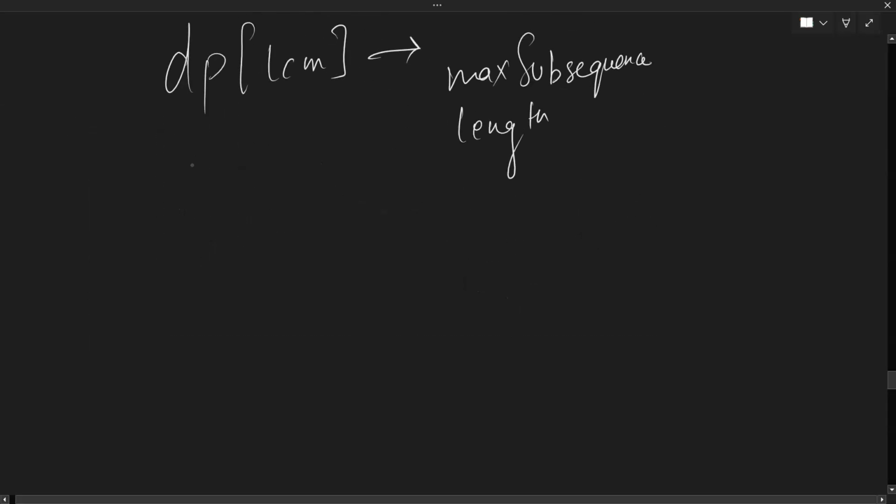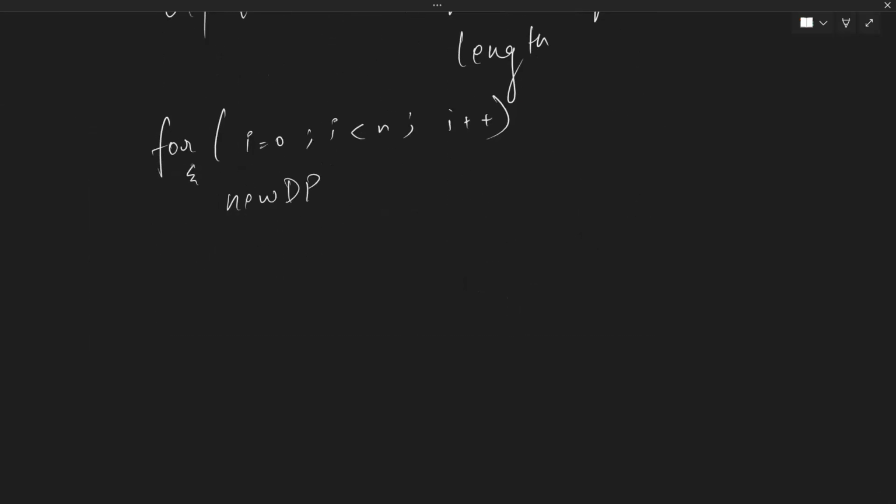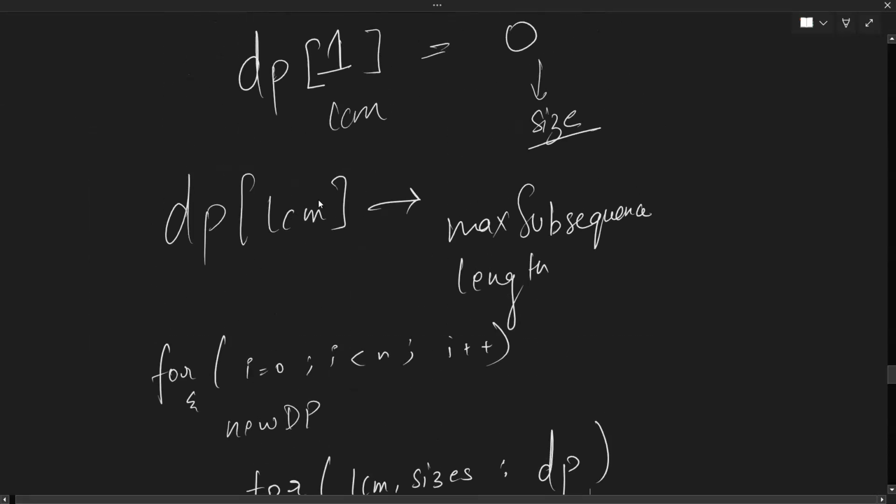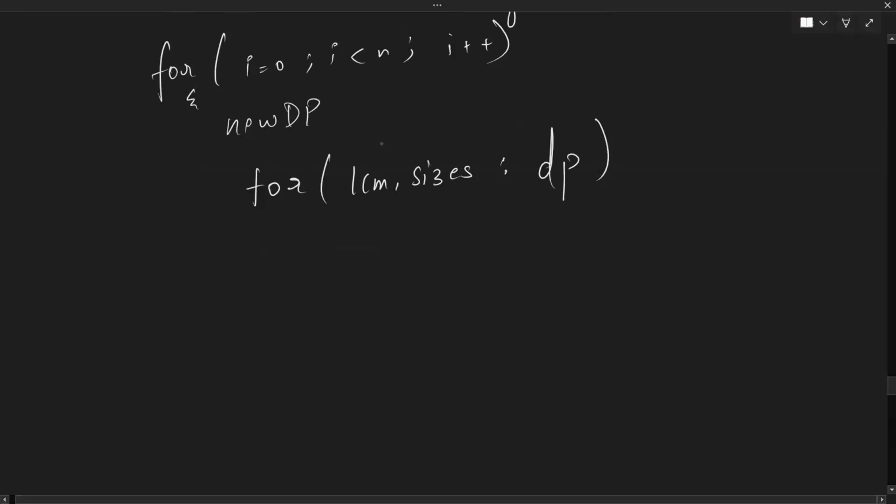Now I'll iterate through all my elements, and for every iteration, I'll create a new DP array. In this new DP, I'll iterate through all the LCMs and the sizes in my DP. Like I said, DP is a map. This LCM has this much maximum subsequence length, and I'll include this in my new DP for this much size. I'm including this A i-th element, right?